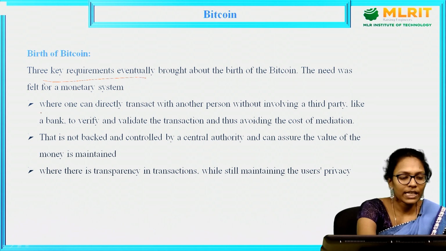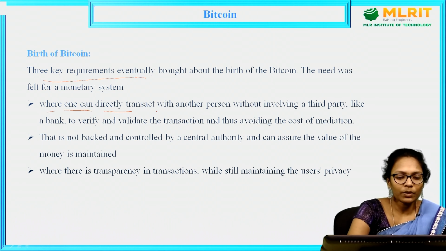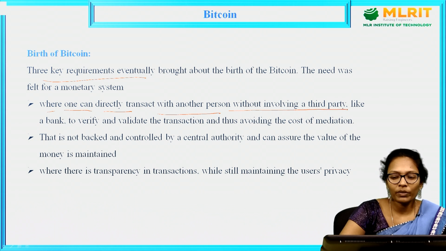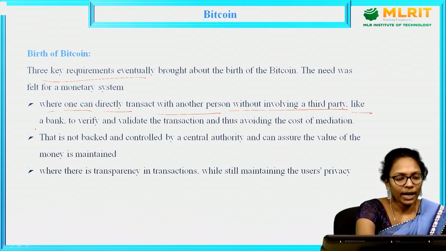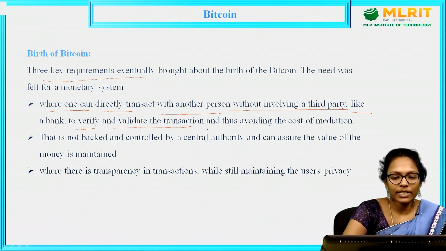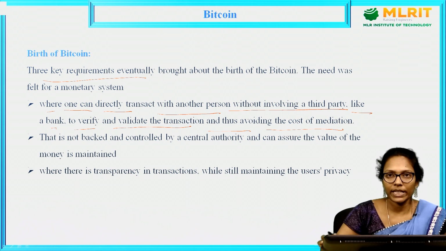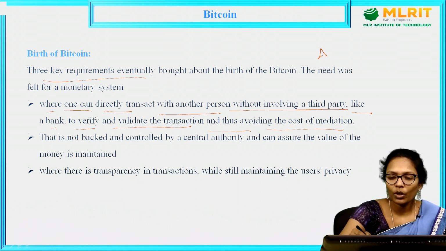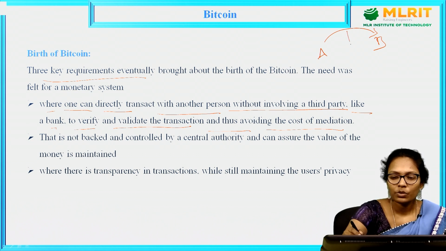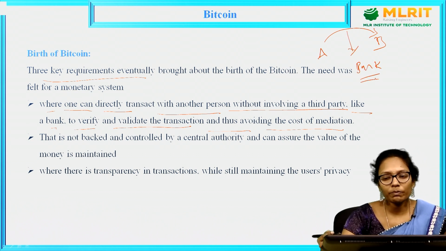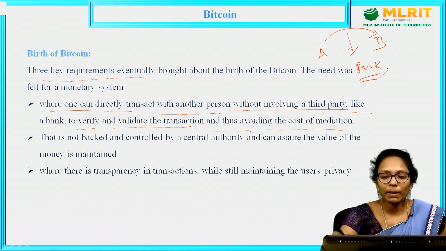The first one is where one can directly transact with another person without involving a third party, like a bank, to verify and validate the transaction, thus avoiding the cost of mediation. So just now we discussed, if I want to transfer some amount from A to B in the traditional way, the intermediary will be the bank. If I want to transfer 1 crore, then obviously this bank will charge some amount for that transaction.